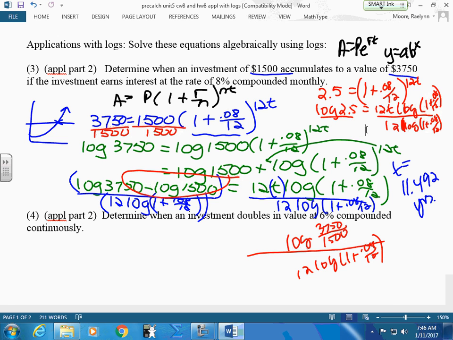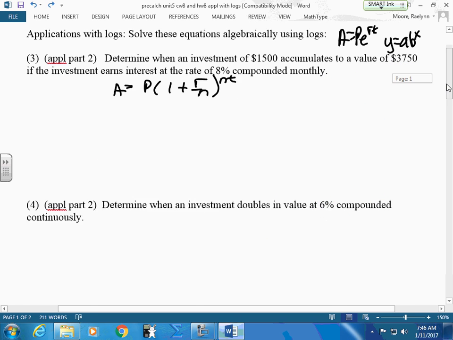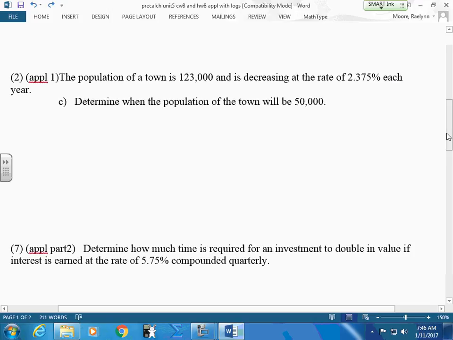Okay, let's try another one. Let's pick this one. So the population of the town is 123,000, and it is decreasing at a rate of 2.375% each year. Determine when the population will be 50,000. Now, when we did this using exponential equations, we graphed the population decreasing. We said 50,000. When will that happen? Remember doing this? So now we can set this up.